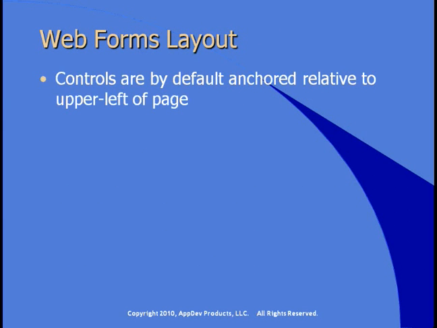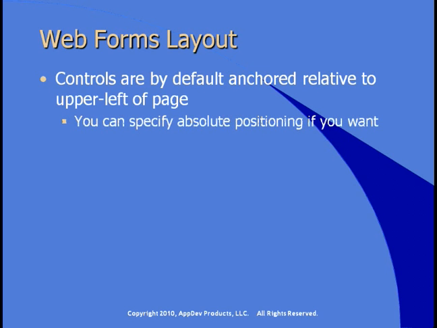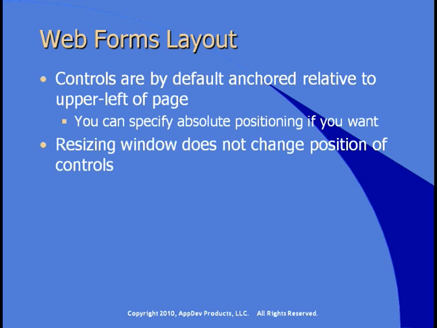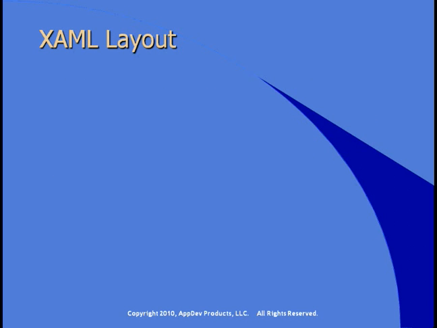So in web forms, controls by default are anchored relative to the upper left of the page. Controls flow left to right, top to bottom, and their relative position is fixed. Now you can specify absolute positioning if you wanted to, but most people just stick to the default. And because controls are anchored, if you resize the browser window, it doesn't change the relative position of the controls. So I mention these because this is what you're used to, and layout in XAML is different.